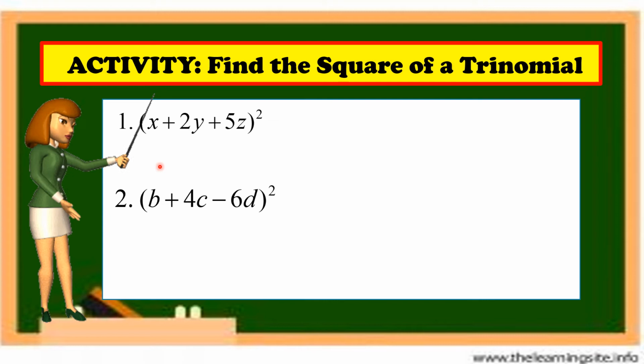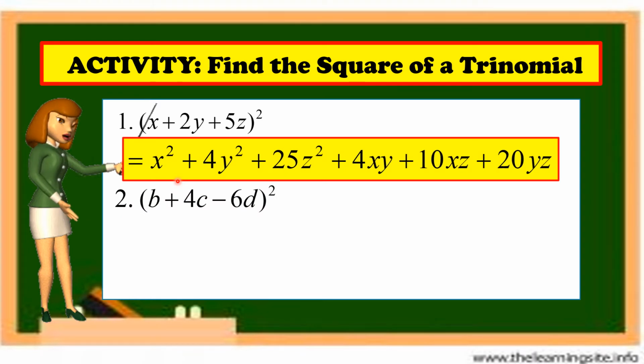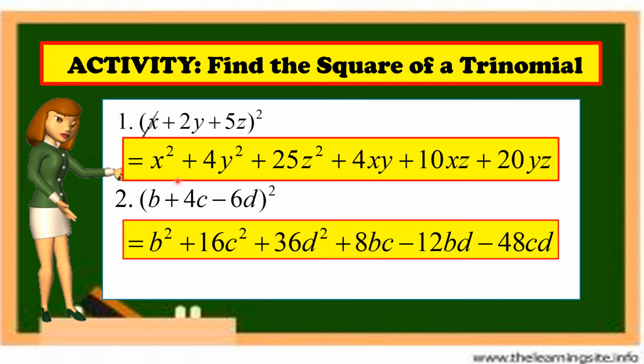So again, we will answer the problem. What is the answer to number 1? We have x squared plus 4y squared plus 25c squared plus 4xy plus 10xc plus 20yc. For the second number, we have b squared plus 16c squared plus 36d squared plus 8bc minus 12bd minus 48cd.